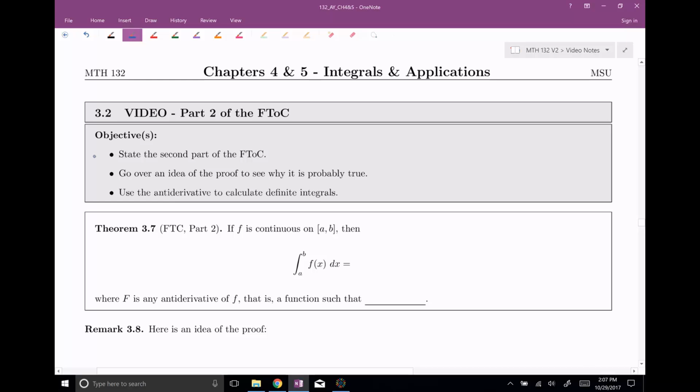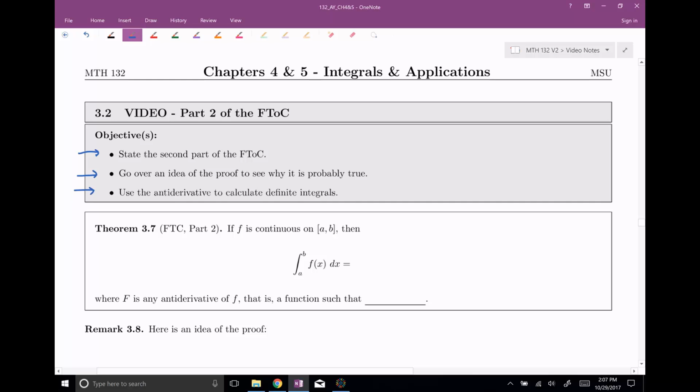In this video, we're going to state the second part of the fundamental theorem of calculus, and the claim is this is the one that we really want. We're going to go over the idea of the proof, kind of similar to the last video, and then we're going to do some examples. We're actually going to use this to calculate some definite integrals.